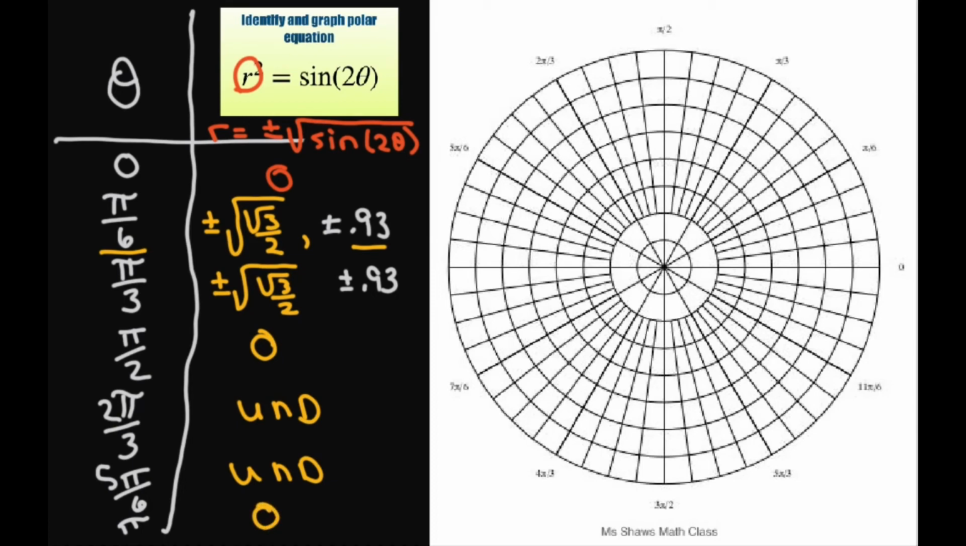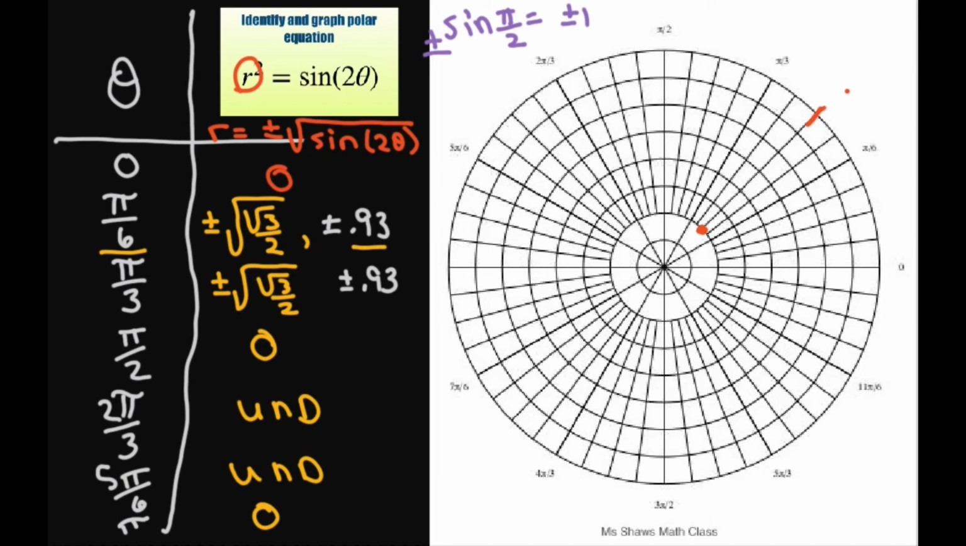So let's plot some of these points. The one I didn't add was pi over 4. If I do pi divided by 4, that's going to be sine of pi divided by 2, plus or minus. Sine of pi over 2 is 1, so that's plus or minus 1. So what I'm going to look at is pi divided by 4, which is right here. And instead of going out 1, I'm going to let this be my 1, just because this is so small. So this is going to be 1.